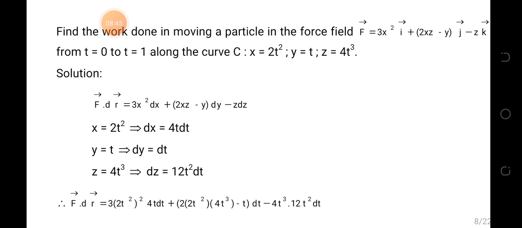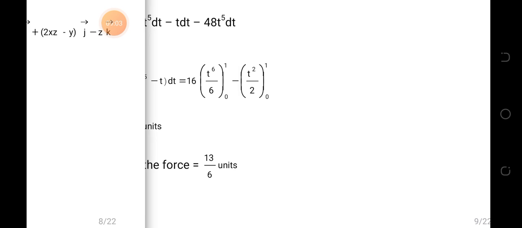And similarly, you have to do the y value also. Differentiating that, you will get dy by dt. And then z is equal to 4t cube, which gives dz equal to 12t square dt. So substitute all the values in f vector dot dr vector. Finally, the values all will be in terms of t.